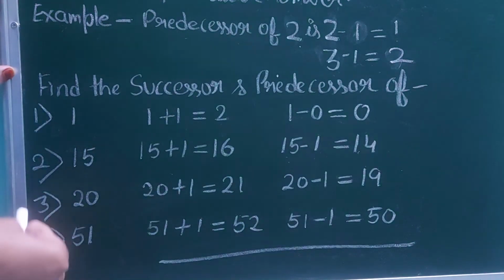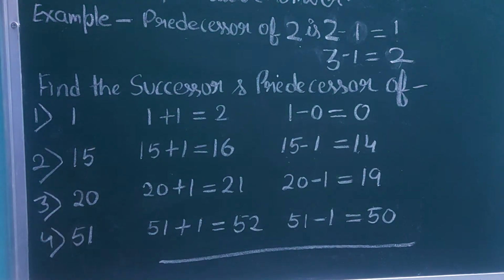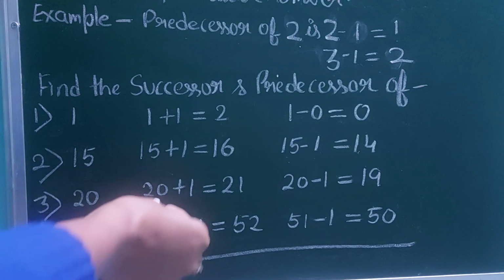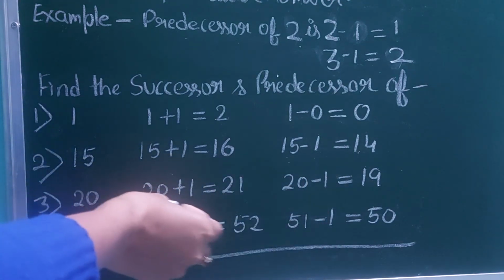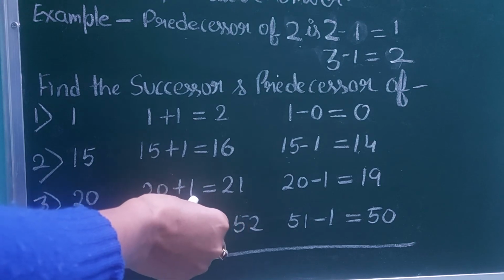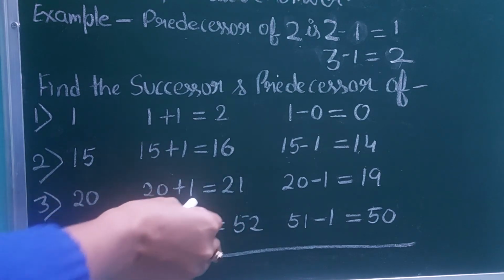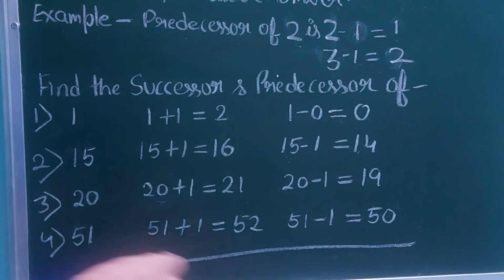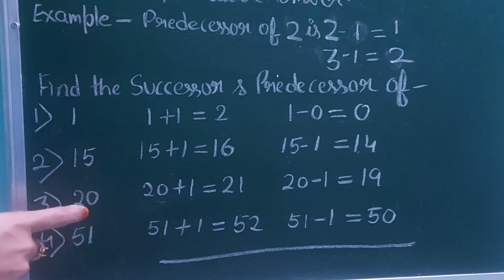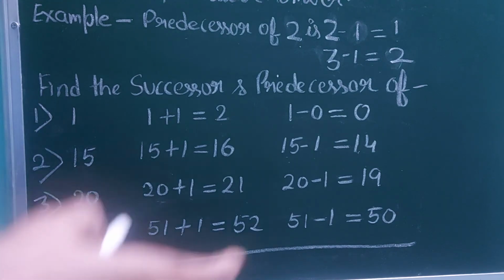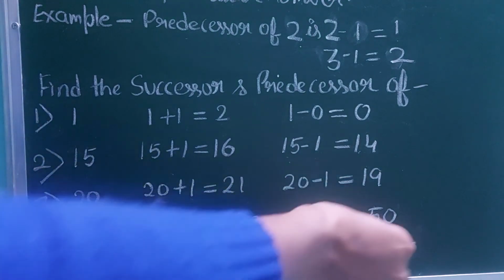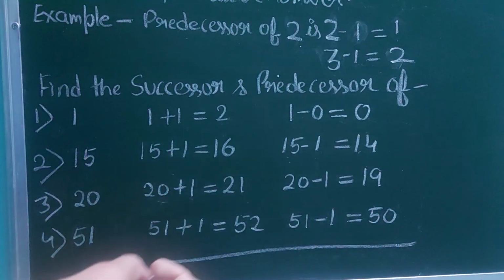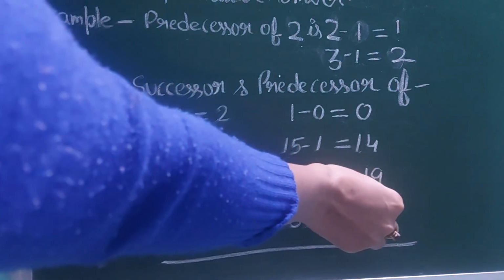Then next is 20. So what is the successor of 20? After 20 what is coming? 21 is coming. And what is the method? You simply have to add 1 to that number. So 20 plus 1 comes out 21, okay? And what is the predecessor of this same number? So what is coming before 20? 19 is coming, okay? And what is the method? You simply have to subtract 1 from that number. So 20 minus 1 and we'll get 19.